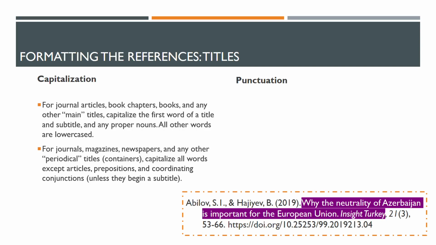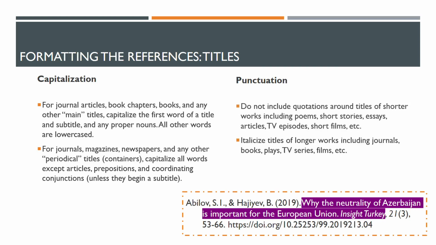For container titles, where the source you're citing is from, it depends on whether it's a periodical or not. Periodical titles like journals, magazines, and newspapers receive title case capitalization, where all words except articles, prepositions, and coordinating conjunctions, unless they begin the title or subtitle, are capitalized. If your source is not from a periodical, then the name of the container receives the same capitalization guidelines as the title of your source, as we just discussed. You can see in the example below, which is a journal article citation, Incite Turkey is fully capitalized.